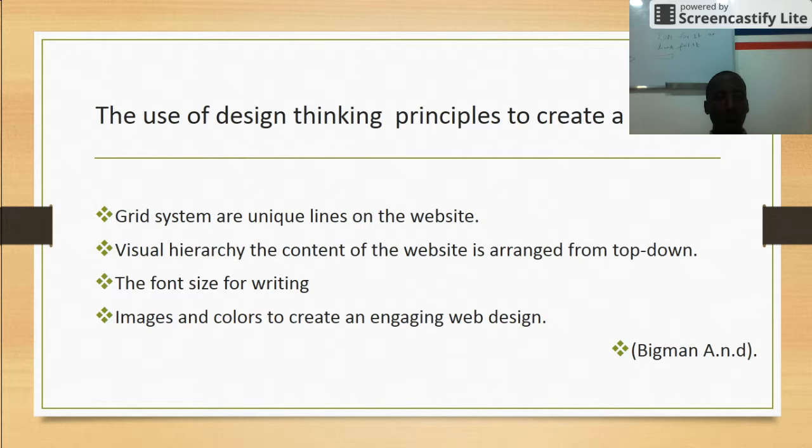So we'll talk about the use of design thinking principles to create a solution. This was very interesting since I used the grid system in order to create the unique lines on the website so that it can be looking nice.